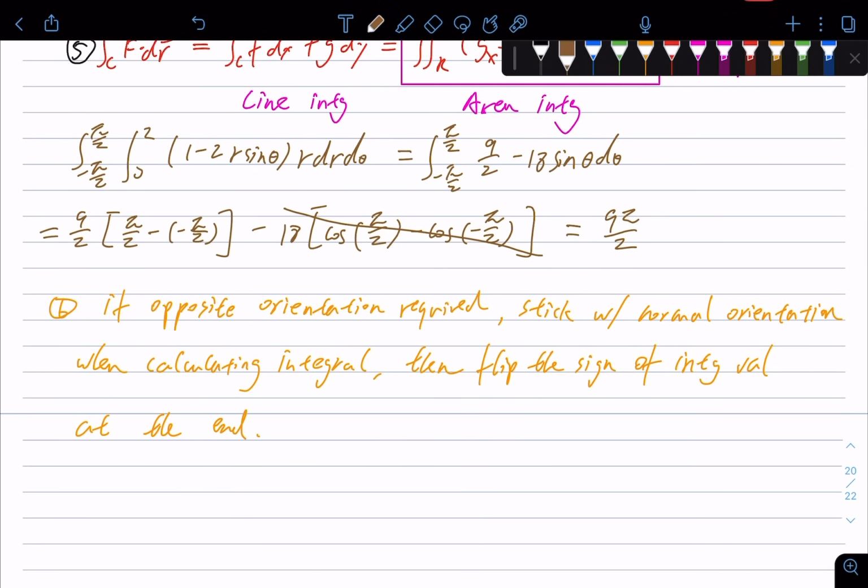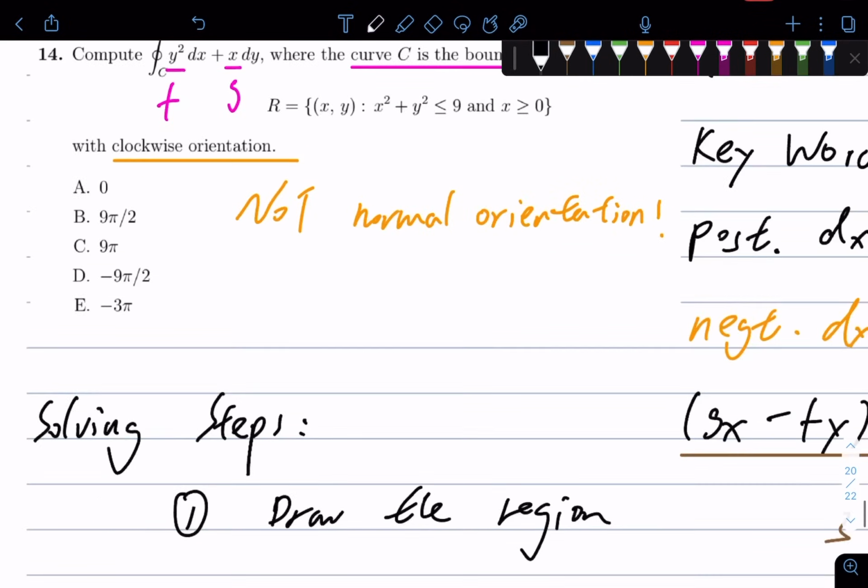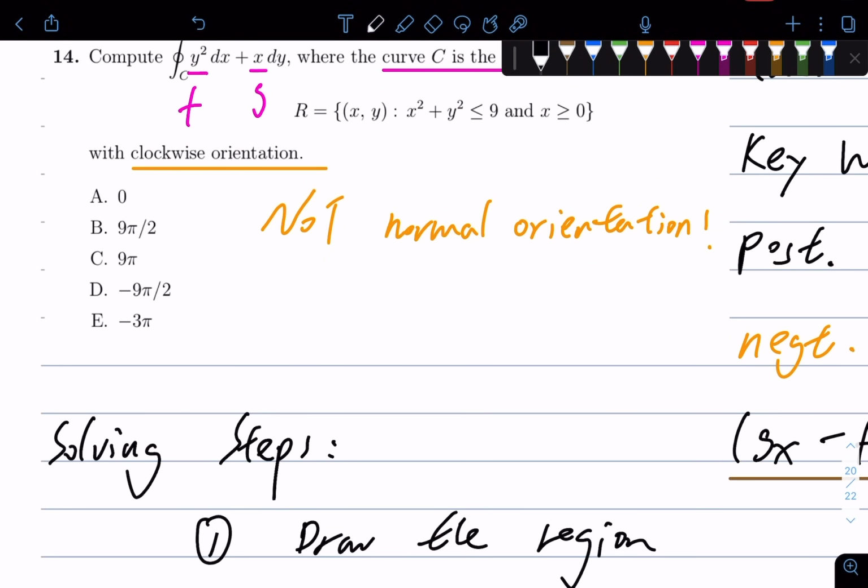Okay, so in this case, the correct answer is actually negative 9 over 2 pi. And the correct answer is D.